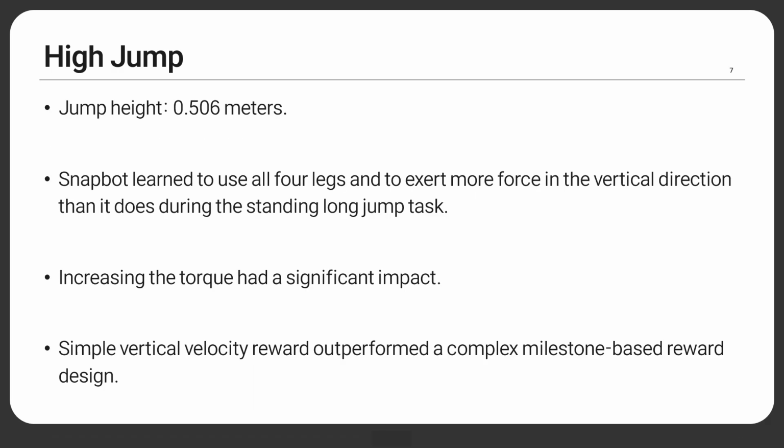The final model for the high jump task achieved a jump height of 0.5 meters. The snapbot learns to use all 4 legs and to exert more force in the vertical direction than it does during the standing long jump task. Increasing the torque has a significant impact in this task too. And simple vertical velocity rewards outperform a complex milestone-based reward design.